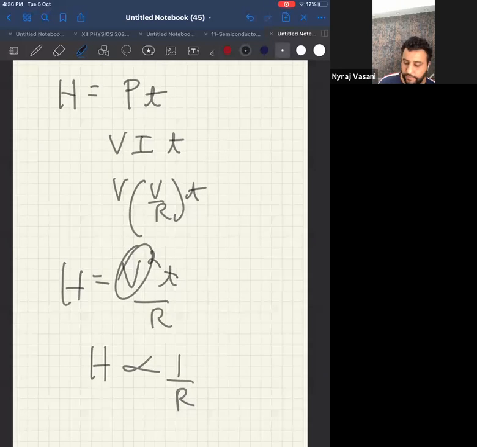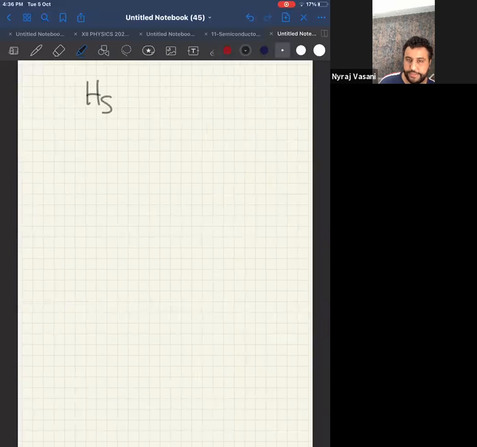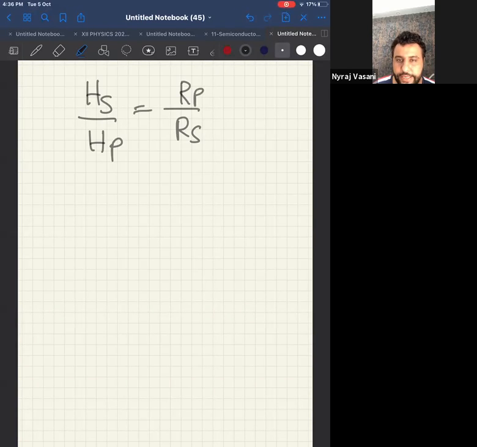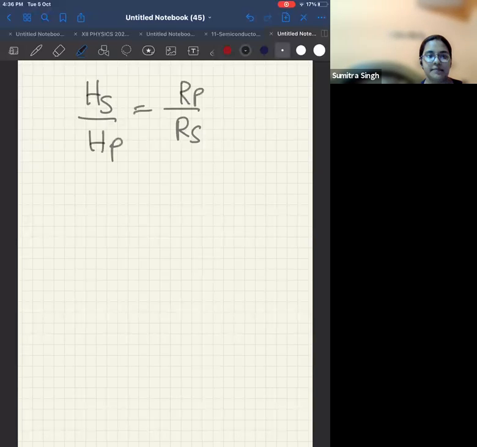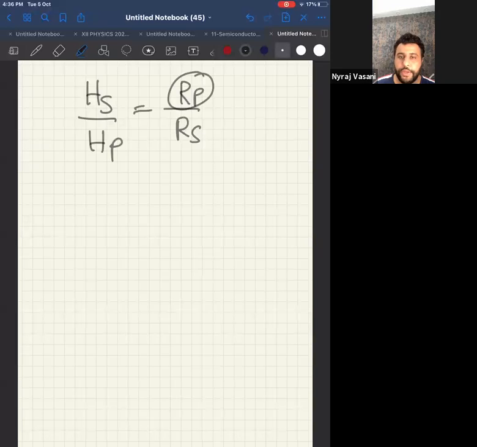Now, if H is inversely proportional to R, H series will be inversely proportional to this, and H parallel will be like this. Therefore, can I say heat in series divided by heat in parallel is same as resistance in parallel divided by resistance in series? Clear, Sumitra? Yes, sir. Now, resistance in parallel formula, you know, 1 by Rp equal to 1 by R1 plus 1 by R2 plus dot dot dot. And resistance in series, what is the formula? R1 plus R2 plus R3. Now, the two resistances are R and 2R.